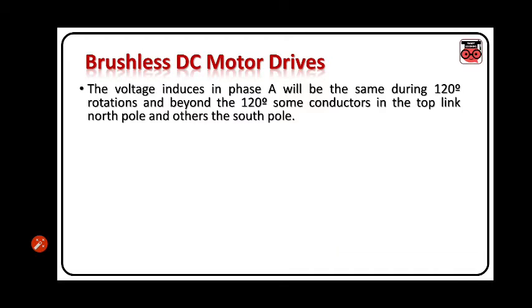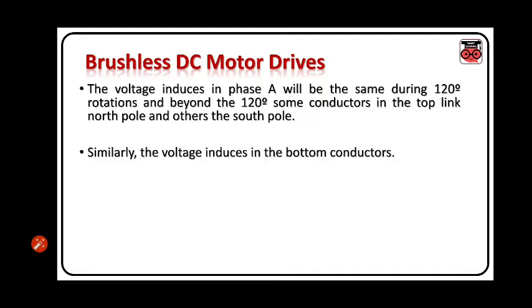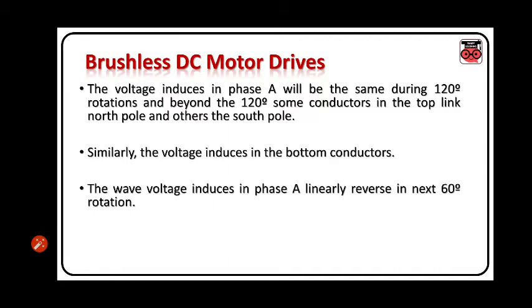The voltage induced in phase A will be the same during 120 degree rotation, and beyond 120 degree some conductors in the top link the north pole and others the south pole. Similarly, the voltage induced in bottom conductors. The voltage induced in phase A linearly reverses in the next 60 degree rotation. Similarly, the voltage is induced in phase B and C.